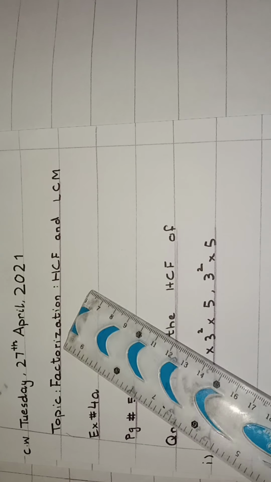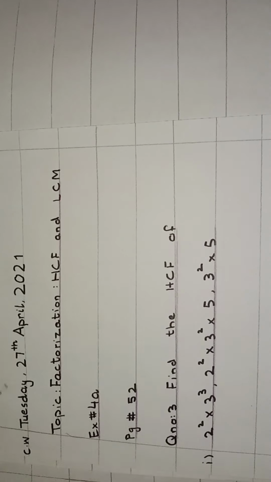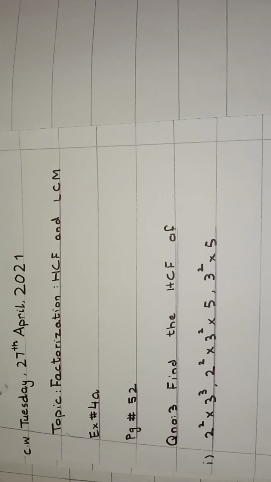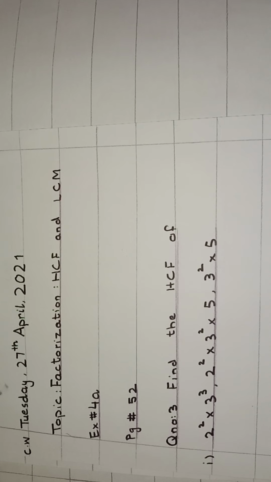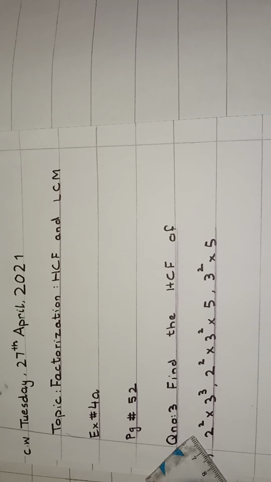Our topic is factorization, HCF and LCM. Dear students, in our previous lecture, we started exercise number 4A, page number 42. We have done question number 1 and 2, which were related to prime factorization. Factorization is a process through which we break a composite number into its prime factors, and after that we can find its HCF and LCM, highest common factor or least common multiple. So today we will do question number 3 and 4.